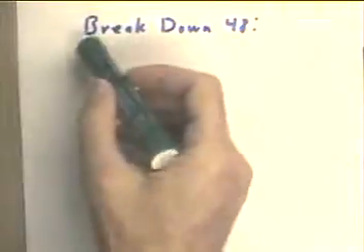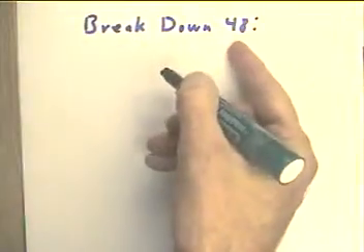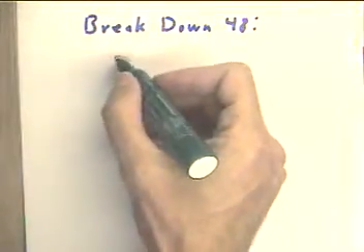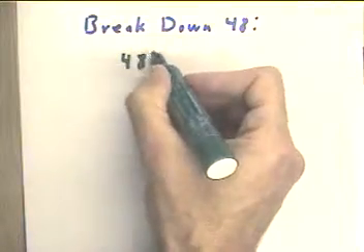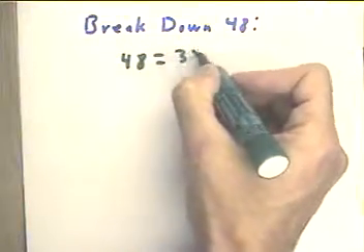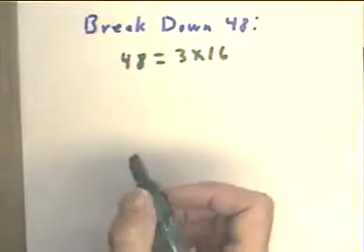We want to break down the number 48. Now by breakdown I just mean we want to write 48 as a product of two other numbers. Doesn't matter which two. Let's just say 48 equals 3 times 16.